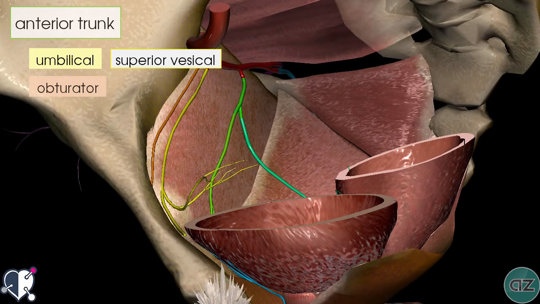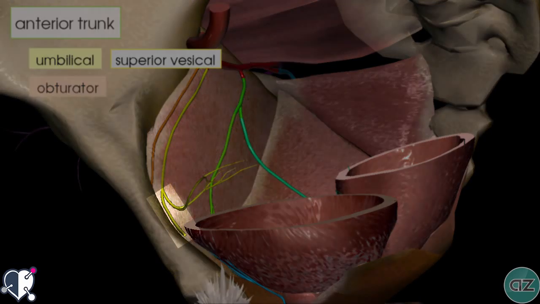So just distal to the origin of the superior vesical artery is the obliterated umbilical artery. So this means that it is not patent and is actually a fibrous remnant of the fetal umbilical artery, forming the medial umbilical ligament, which then attaches to the anterior abdominal wall.